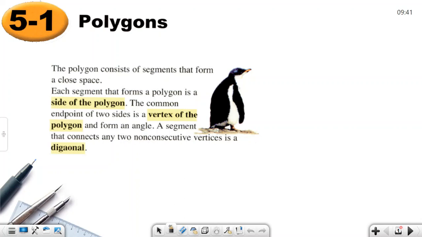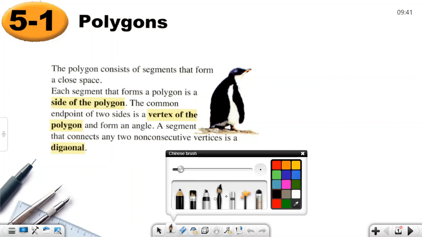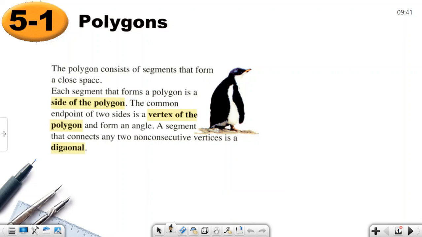Welcome everyone to 5.1 Polygons. If you remember the definition of polygon, line segments come together and form a closed shape. So we call this closed shape a polygon.